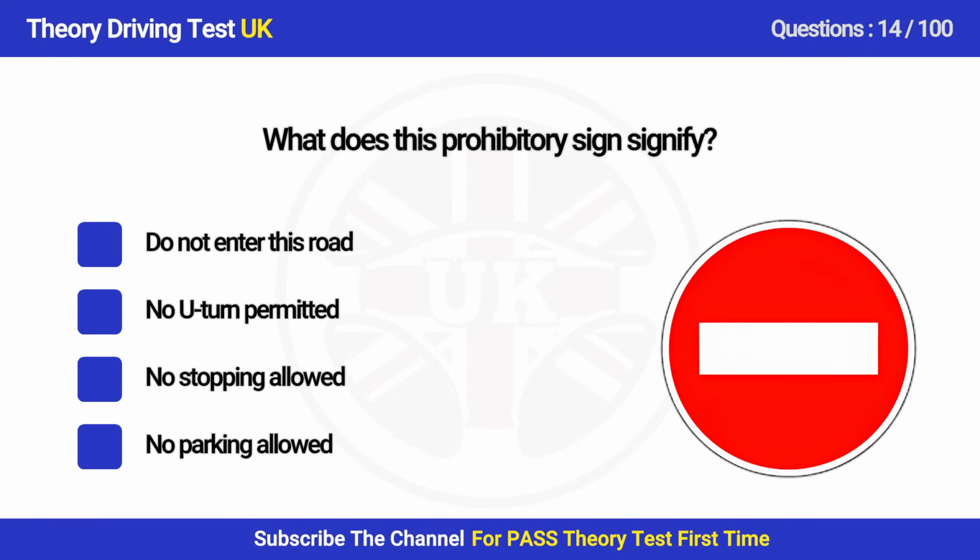Question 14. What does this prohibitory sign signify? A. Do not enter this road. B. No U-turn permitted. C. No stopping allowed. D. No parking allowed.